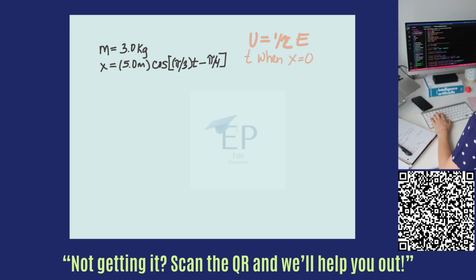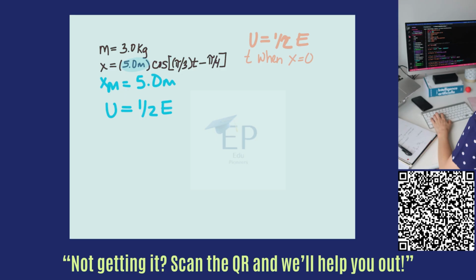So the first thing we're going to want to do is just take a look at our equation here and see what other information we can gather from it. We can get that our xm, our amplitude, is equal to 5 meters, and we get that directly from the equation. That tells us our amplitude. Next, we need to think about what we want here. We want our potential energy to equal 1/2 of our total energy.